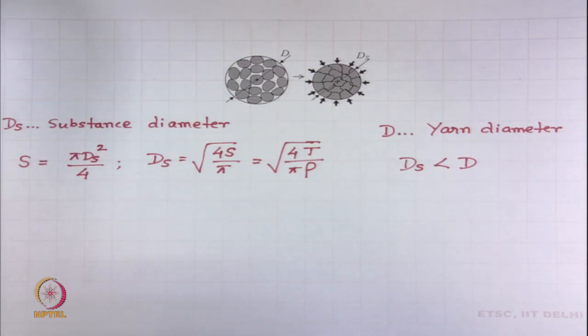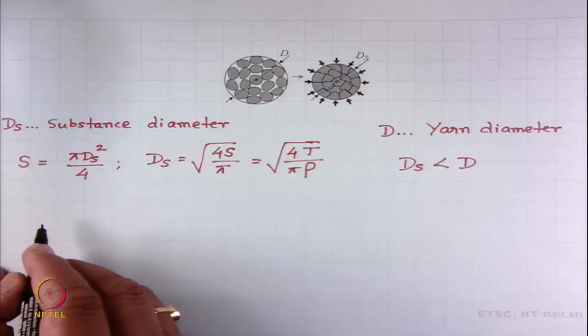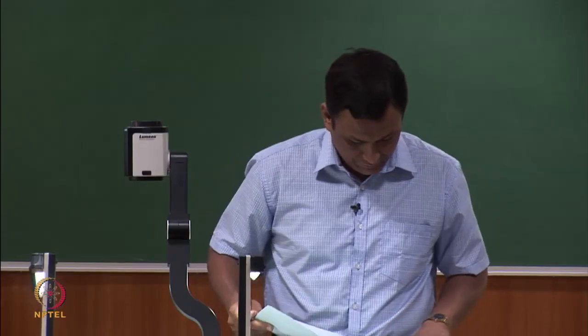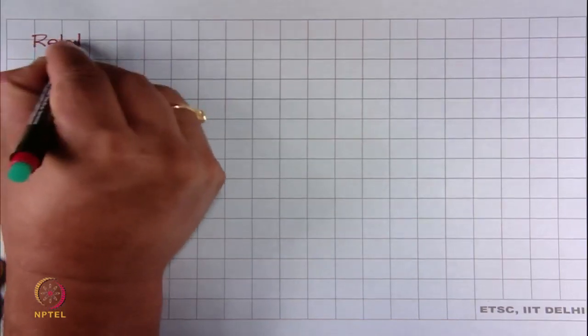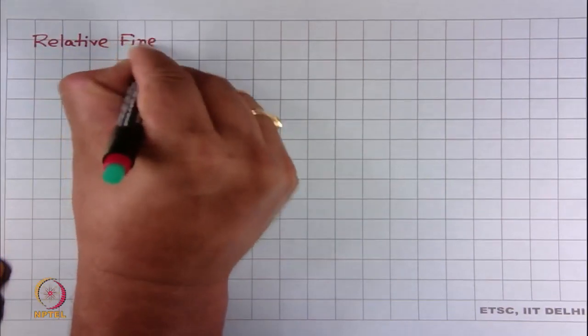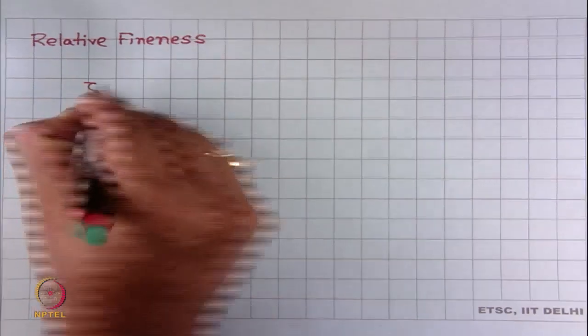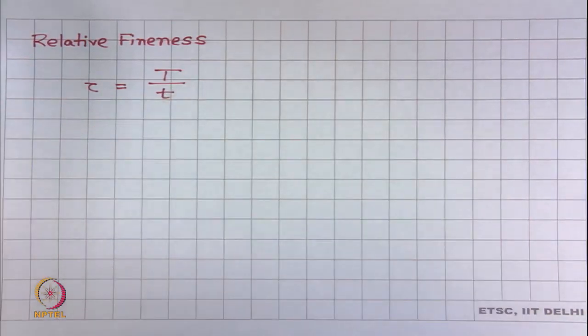So, we will now introduce a relatively new term called relative fineness. Fineness, everybody knows. What is relative fineness? Relative fineness we define by the ratio of yarn fineness by fiber fineness. So, yarn count in the direct system divided by fiber linear density.